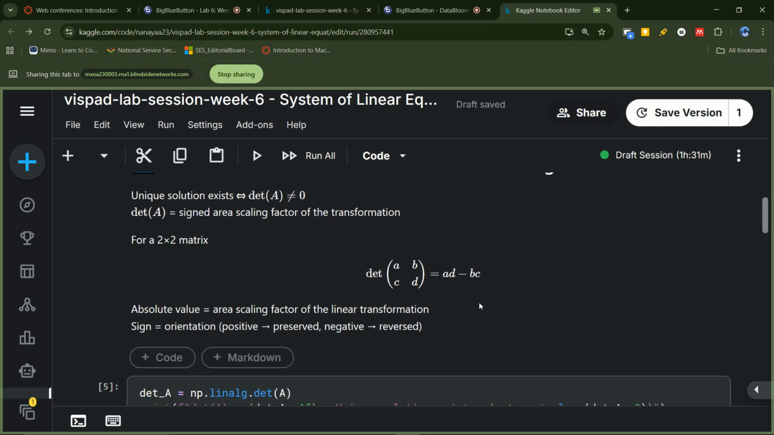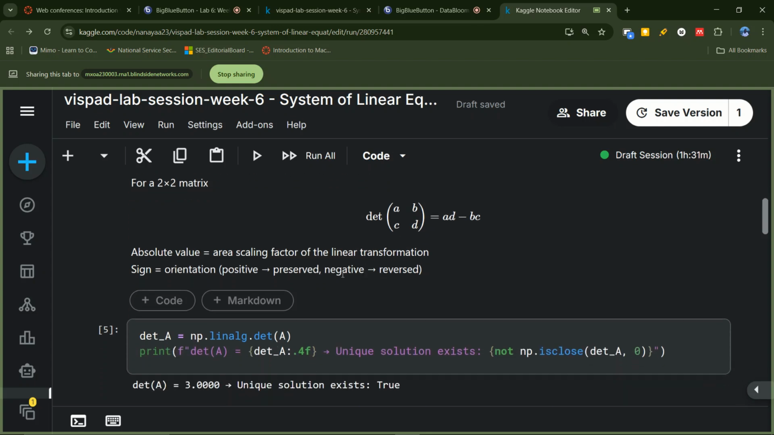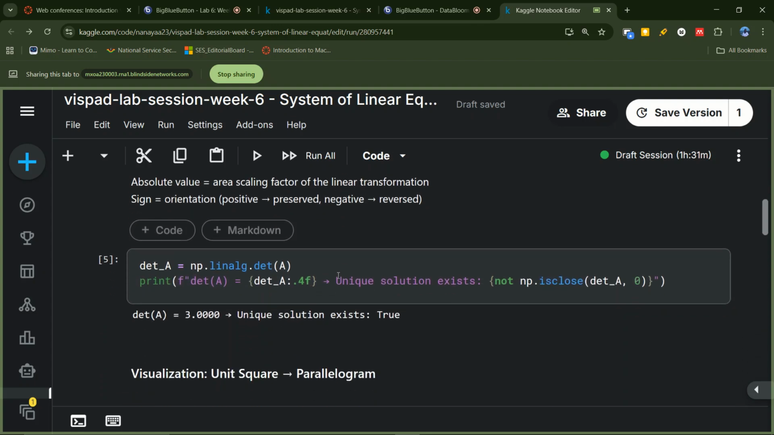Great. Then these are just some simple things you should know. The absolute value is equal to what? The area scaling factor of the linear transformation. Right? And the sign helps you know the orientation. Positive, preserved. Negative, reversed. We'll understand that during the visualization. We'll be going there in a bit.